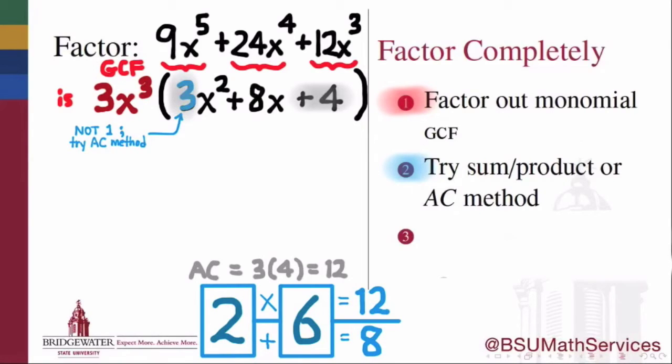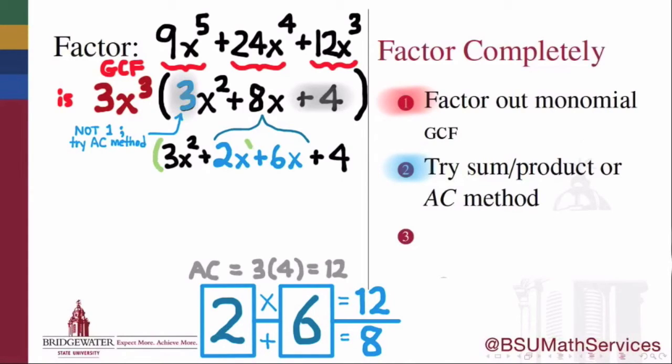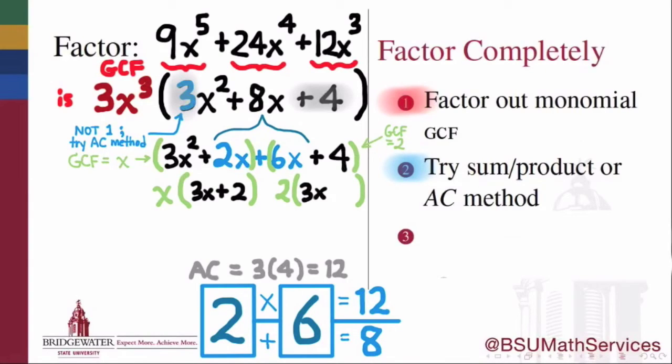Remember, in the AC method, those numbers get used to split the middle term, 8x, into 2x + 6x, and then the result is group factored, factoring the first pair of terms and the second pair of terms separately. The first pair of terms here has the greatest common factor of x, the second pair of terms has a greatest common factor of 2, and when those GCFs are factored out, we end up with x(3x + 2) + 2(3x + 2).